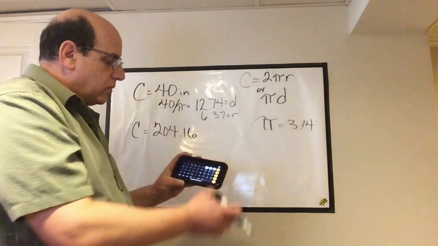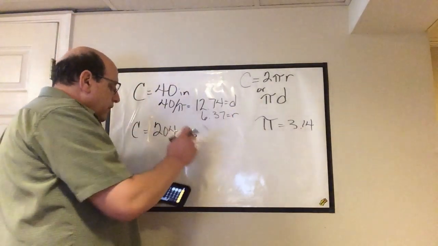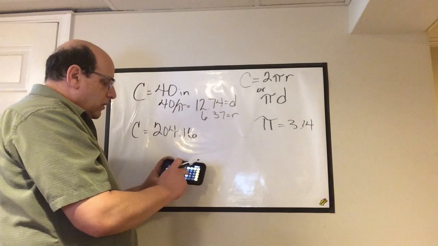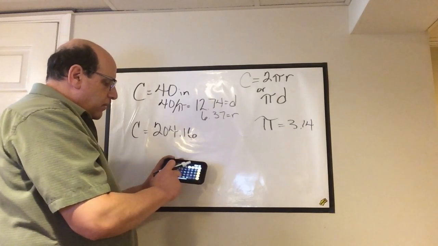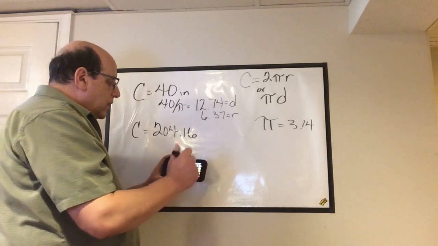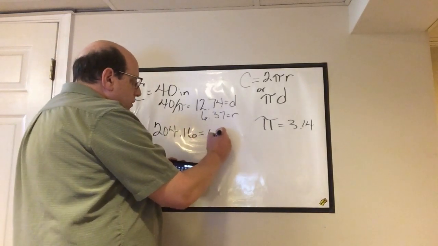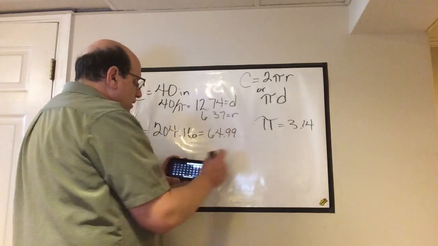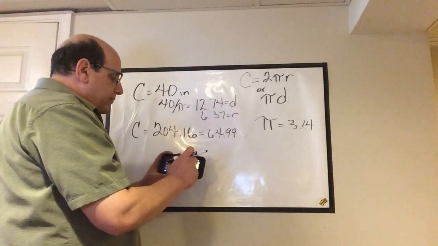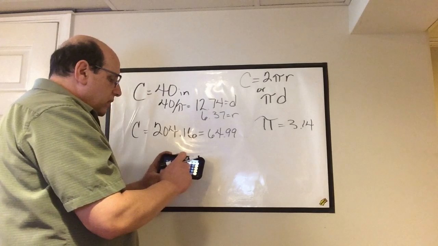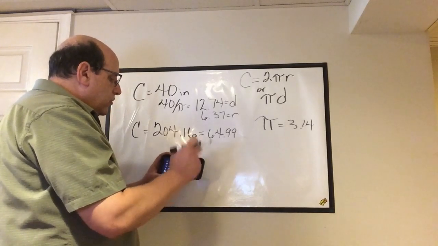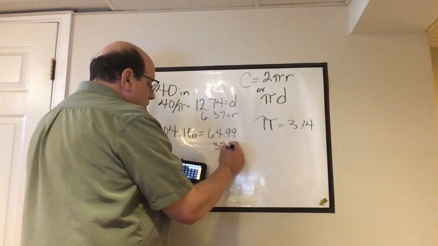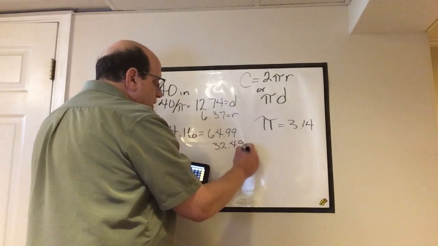Let's do the last one, and you can do the ones in between. I have 204.16. I'm going to divide by pi, and I get 64.99 when I round, and then divide that by 2. I should have 32 and a half, or 32.49.